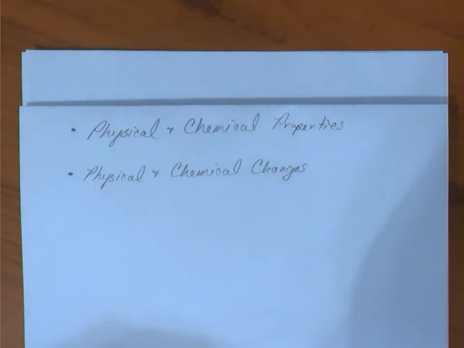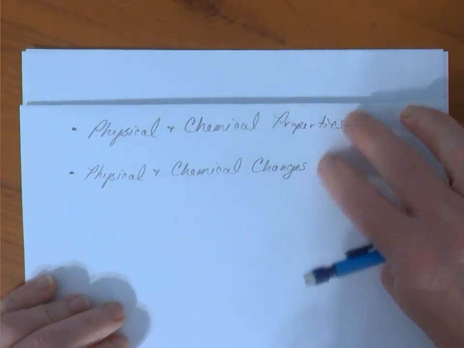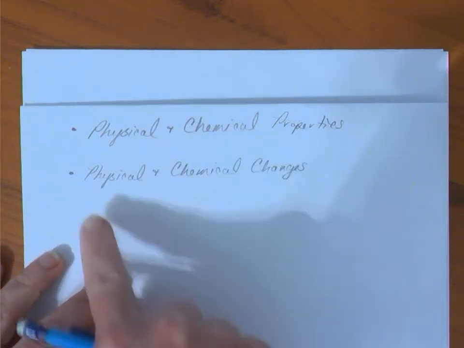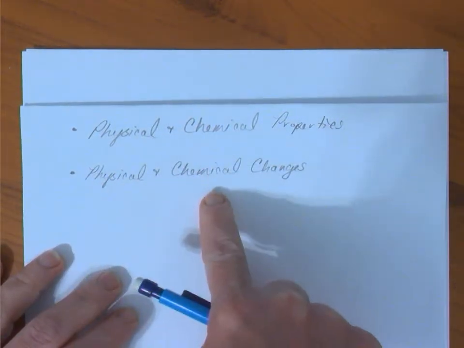How do we describe matter? How do we change matter? Both properties and changes can be categorized one of two different ways, physical or chemical. Let's look at some examples.